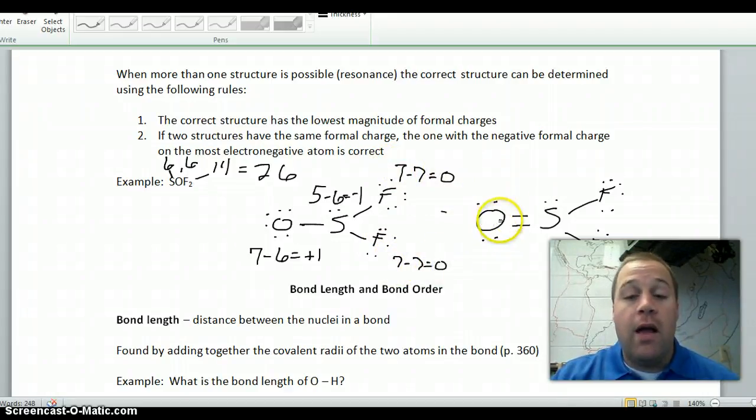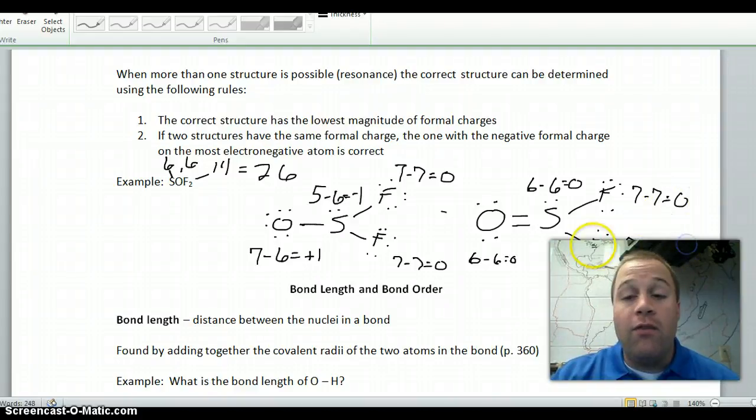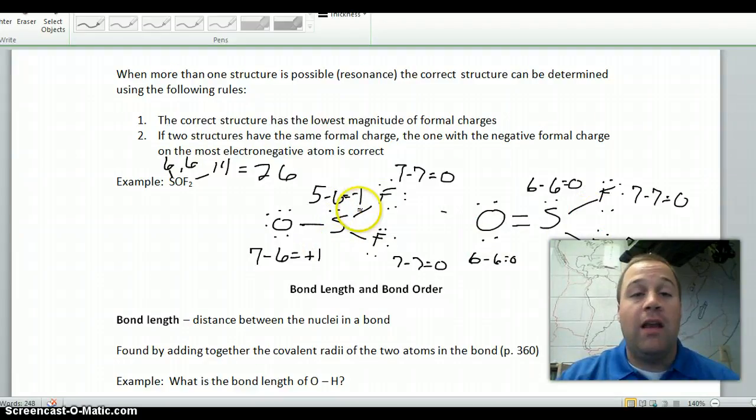Now if we look over here, oxygen has 1, 2, 3, 4 lone electrons plus 2 bonds, so 6 minus 6, which is 0. Sulfur has 4 bonds plus a lone pair, so 6 minus 6, which is 0. And the fluorines still are 7 minus 7, which is 0, and 7 minus 7, which is 0. So if we're asked which structure is right, it's the one on the right because all the formal charges are 0, versus the one on the left where you have a positive and a negative charge on oxygen and sulfur.